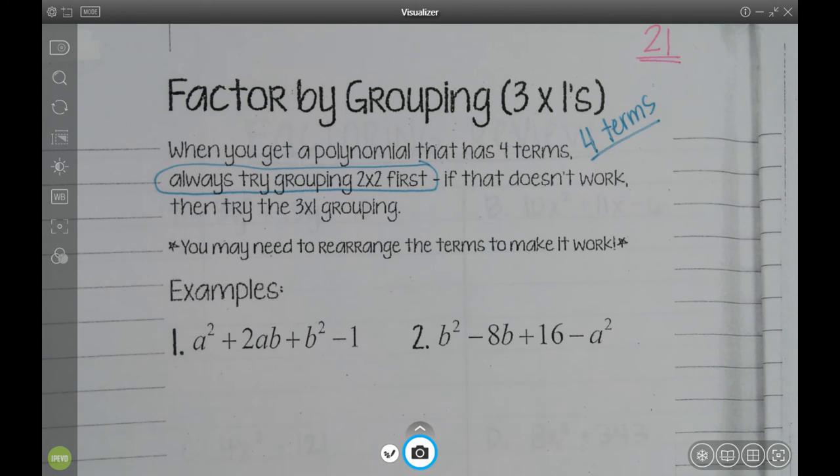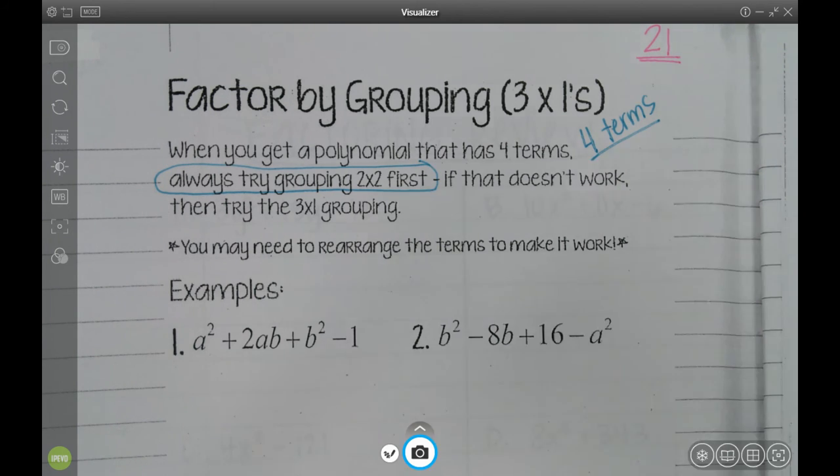So if this is like super overwhelming and you're like, what the heck are you talking about, Miss Stewart? Just bear with me, okay? There's only one, so don't get super stressed out. But I have to show it to you because sometimes grouping 2 by 2 won't work and you'll need to try 3 by 1. But always, always, always try 2 by 2 first because that's the easier one to do, okay?